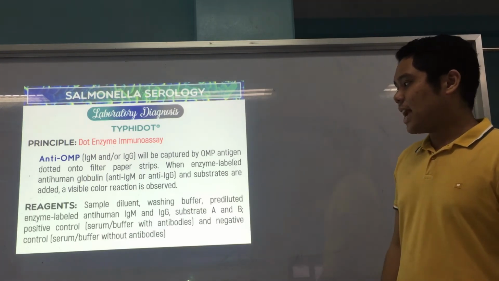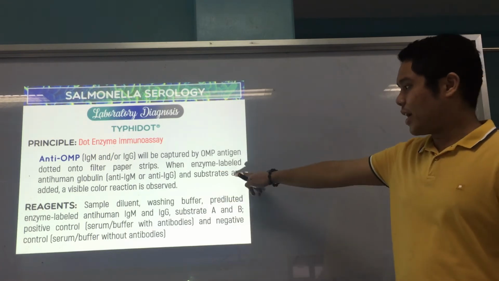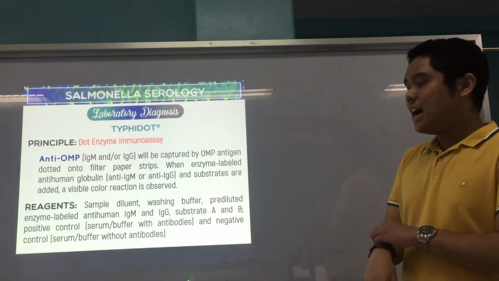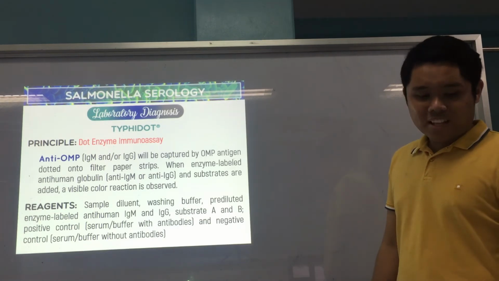Okay? Alright. The reagents are sample diluent, washing buffer, pre-diluted, enzyme labeled reagent, anti-human IgM and IgG, your substrate A and B, positive control, and of course a negative control.